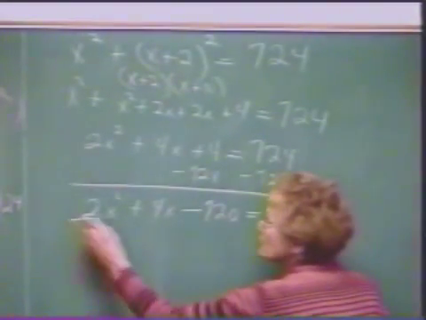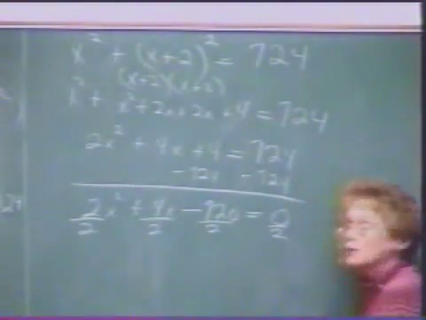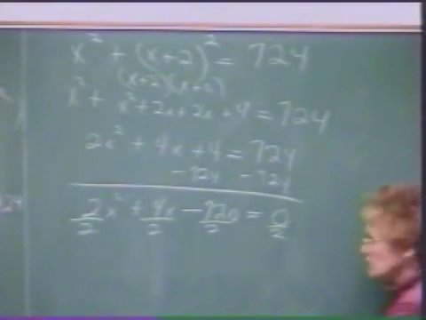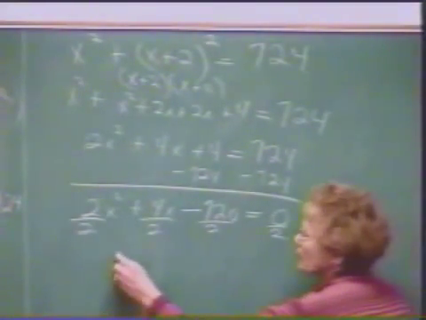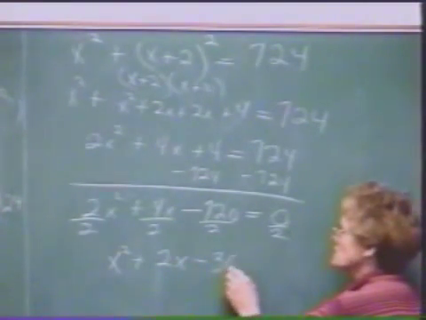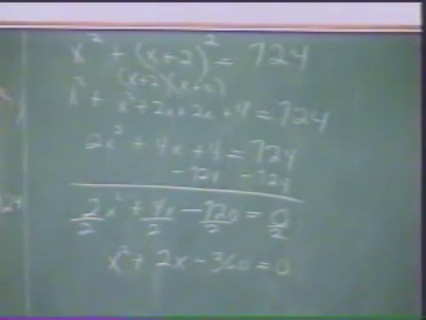You can always divide both sides of an equation by the same number without changing the value of anything. So that's what we're going to do. It gives you the same answers. So we're going to have x squared plus 2x minus 360 equals 0. That's going to be our equation. X squared plus 2x minus 360 equals 0.